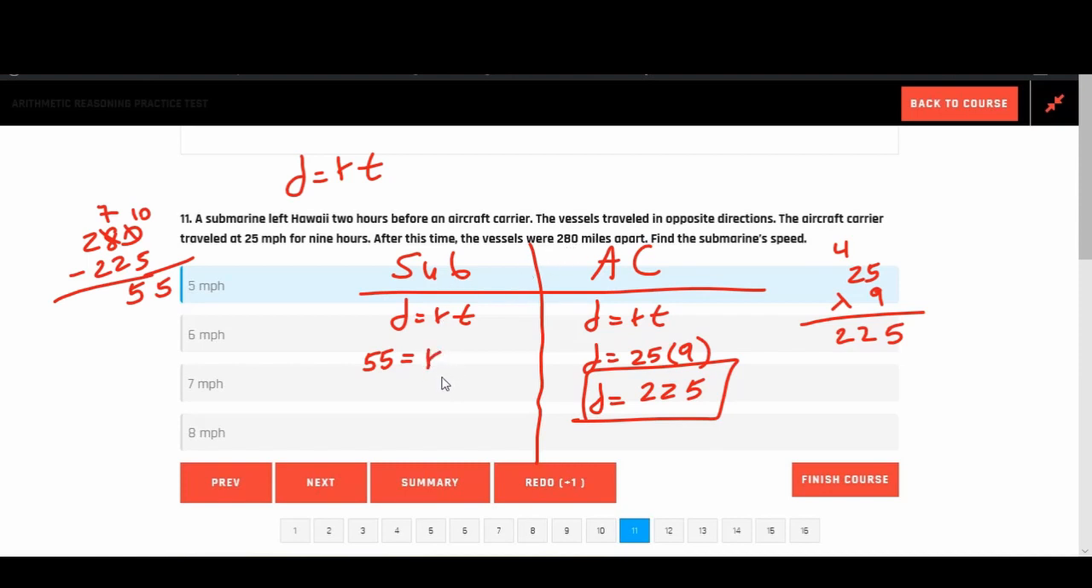We don't know how fast it traveled, but we know it left 2 hours before the aircraft carrier. The aircraft carrier traveled for 9 hours, therefore the sub traveled for 11 hours. Okay, 9, 10, 11. Now we can solve for r to find the speed of the sub. So we're going to divide both sides by 11. This crosses out. We're left with r equals 55 over 11, which is the same as 5. Okay? All right, so in this case, we had to use the information about how far the aircraft carrier traveled to figure out the rate at which the sub traveled. So not necessarily an easy thing to do for this problem, but nothing too difficult.